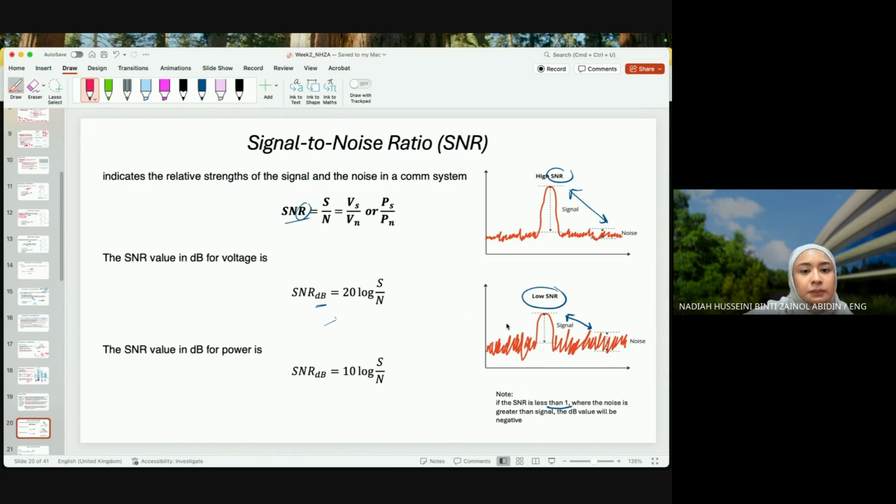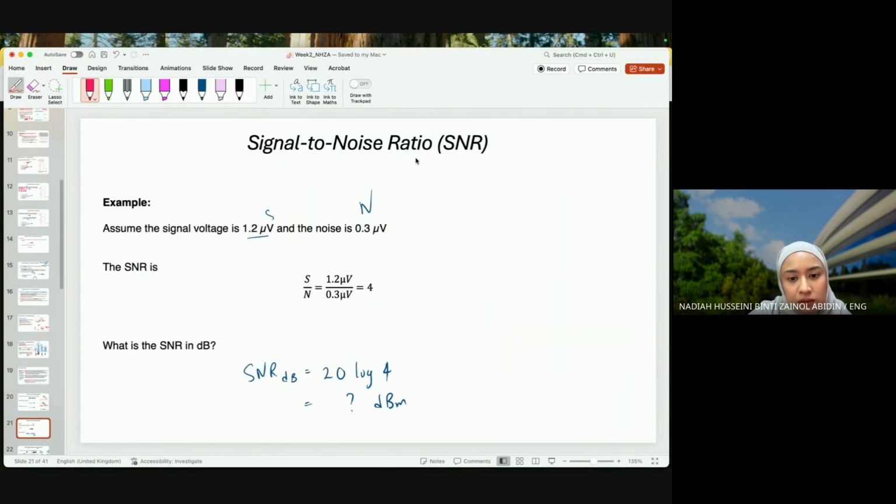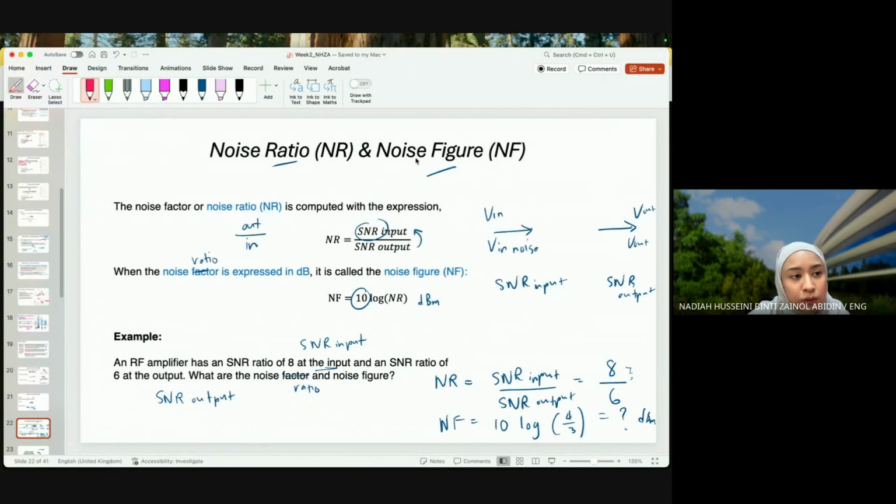And then we also talked about signal to noise ratio. SNR, we have in linear scale and also in dB scale. SNR is basically signal to noise ratio, which means you divide signal by noise. And then we also talked about noise ratio and noise figure. Noise ratio is SNR input over output, or this guy. And then noise figure is in dB.